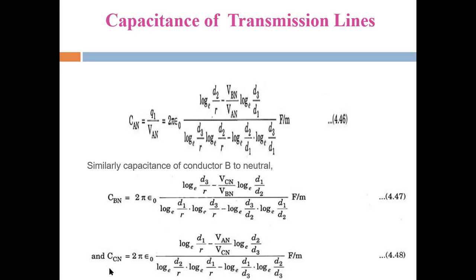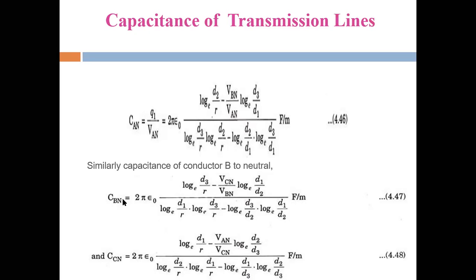And similarly, we write down the CCN also. Instead of D3, we are taking D1. VCN means the VAN by VCN. Log e, D1 is replaced with the D2, D2 is replaced with the D3. By log e, D1 is replaced with the D2 and D3 is replaced with the D1, and also D1 is replaced with the D2, D2 is replaced with the D3. Similarly, that is the CAN, CBN and also CCN.